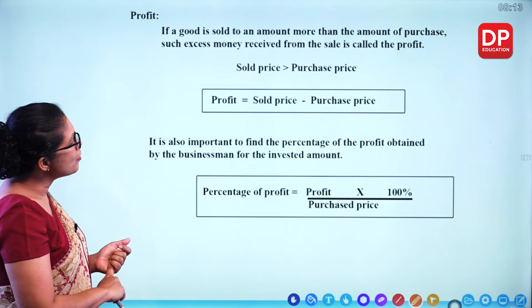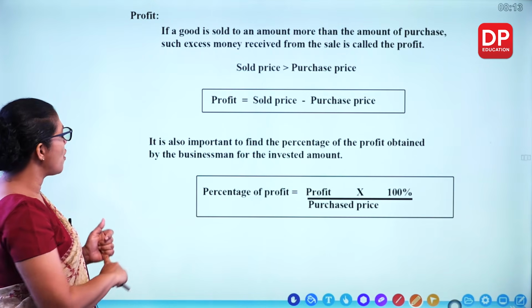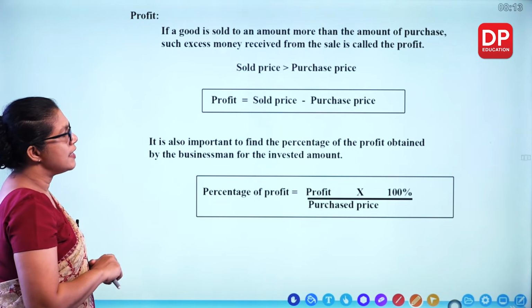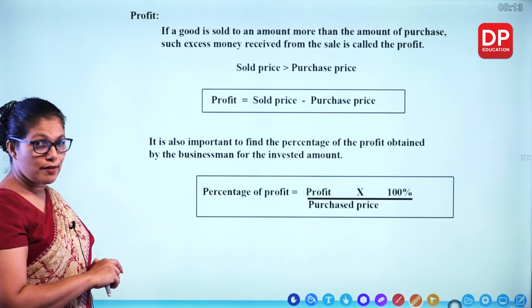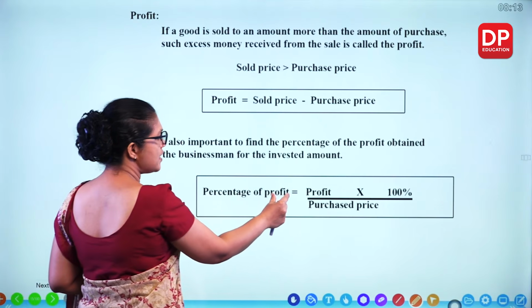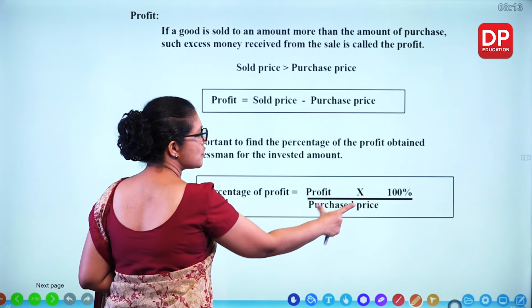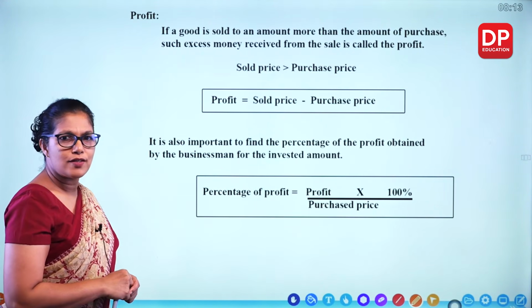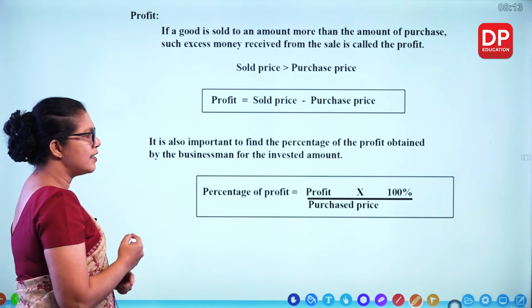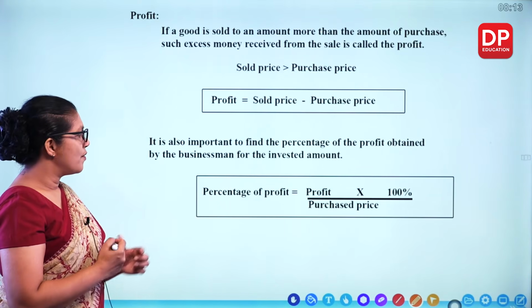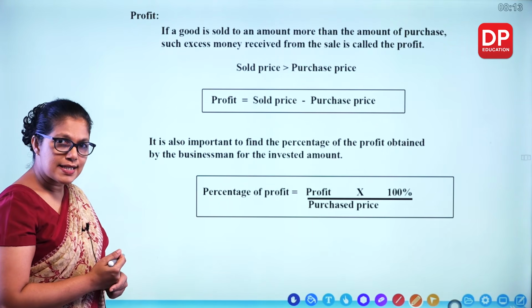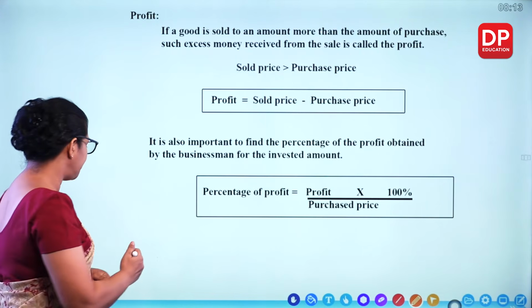It is also important to find the percentage of the profit obtained by the businessman for the invested amount. So how you calculate the percentage profit? Profit over purchase price into 100. So remember this formula. So you need to know this formula to calculate the percentage profit.